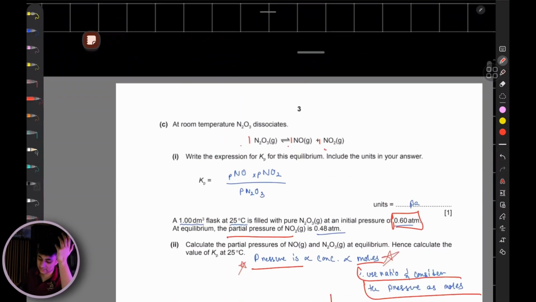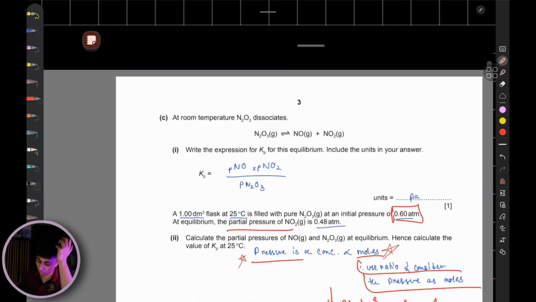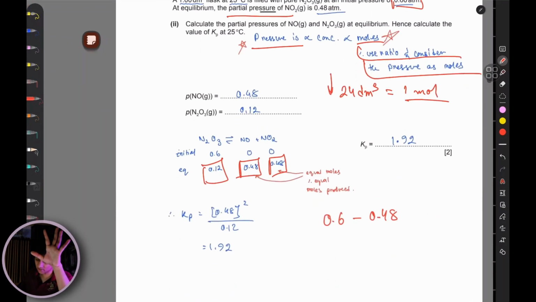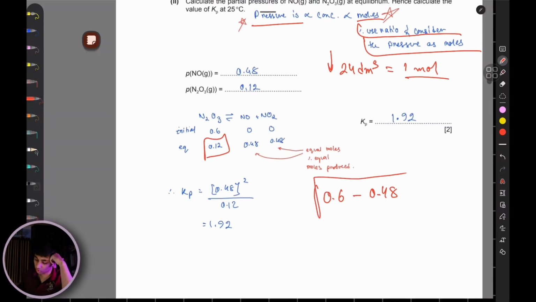Very simple. If one mole of N2O3 dissociates, it's going to produce 2 moles of gases. That is one NO and the other NO2. So if 0.48 of it dissociates, it's going to create 0.48 of NO, and it's also going to create 0.48 of NO2. So you're ultimately left with 0.6 minus 0.48 partial pressures, so you're going to be left with 0.12 partial pressure, right?